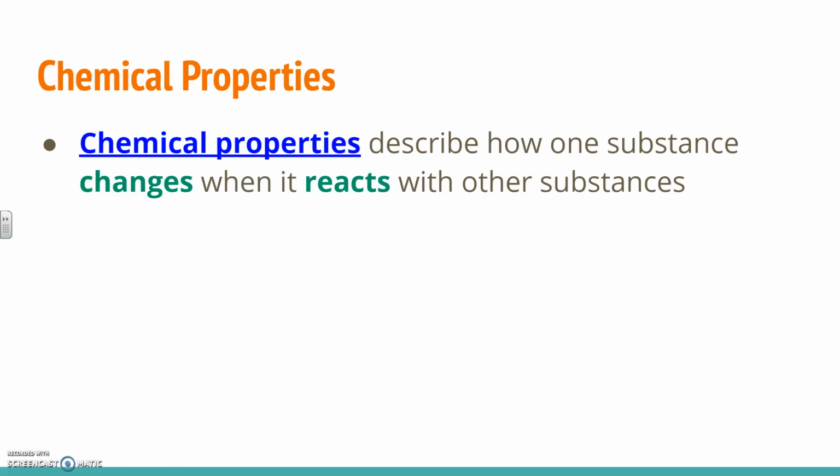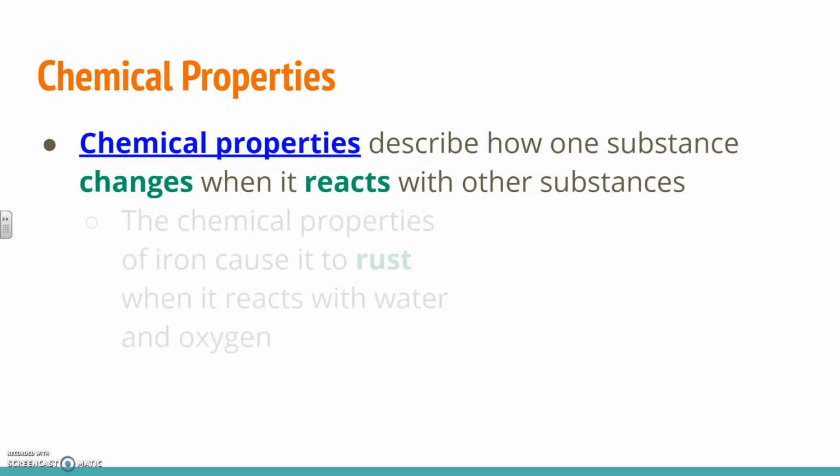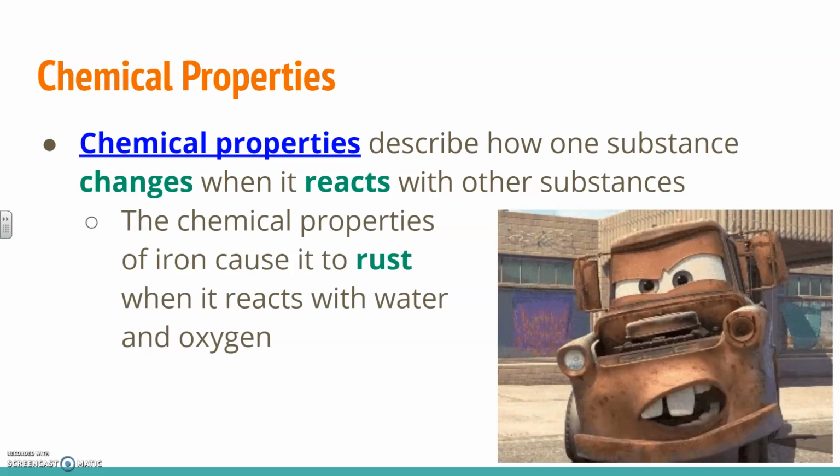When you think of the stereotypical chemist or someone who does chemistry, you might think of the scientist pouring 2 different solutions into a beaker and then they explode. That is a chemical reaction. That's a chemical property of those solutions. It's going to allow it to react. Okay, so that's what we're talking about when we're talking about chemical properties.